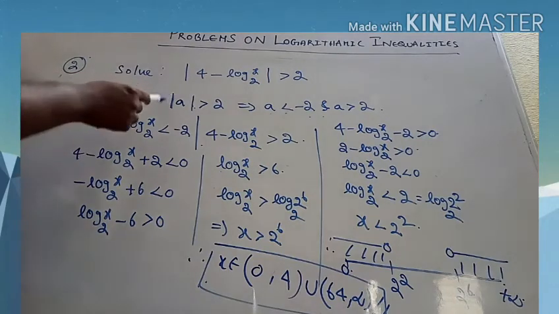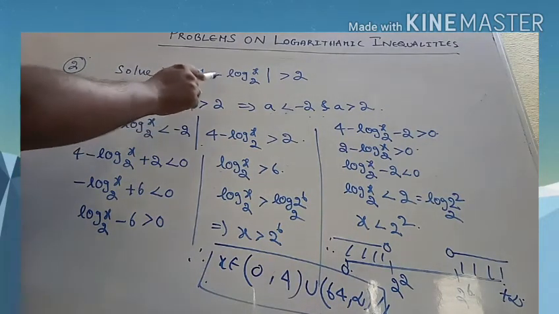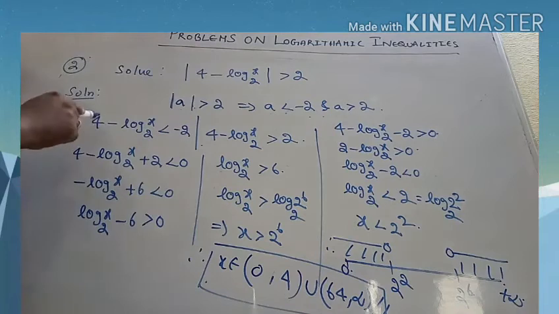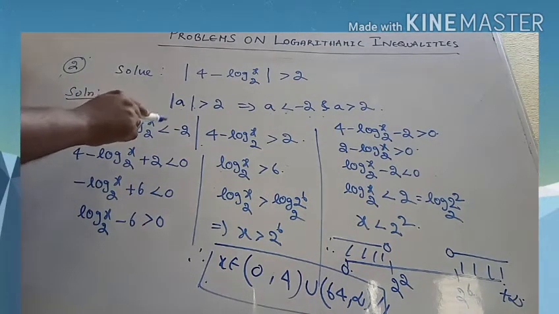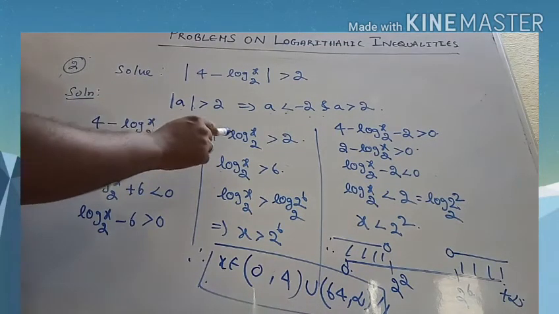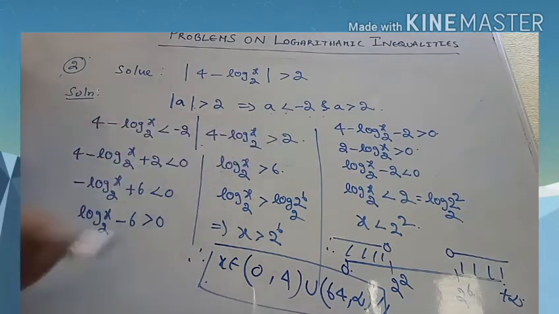Now using the same fact, in the place of a we have 4 minus log x to the base 2. So 4 minus log x to the base 2 is less than minus 2, or 4 minus log x to the base 2 is greater than 2. Now let us take each one separately, solve, and get the solution set.